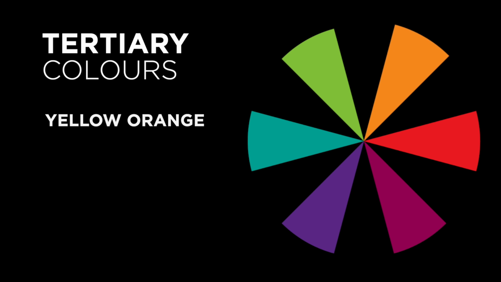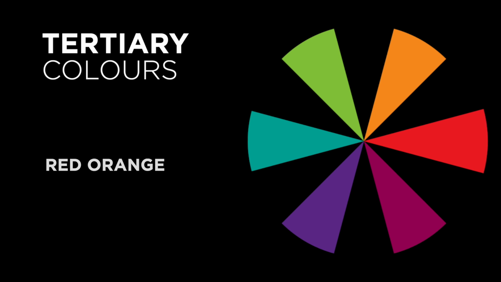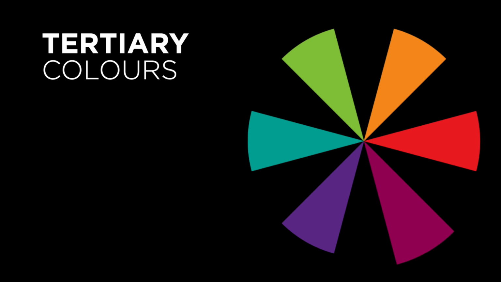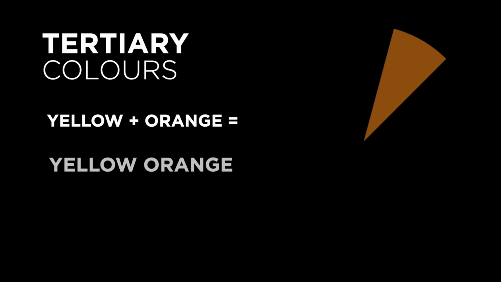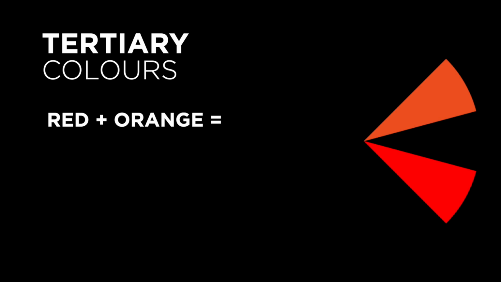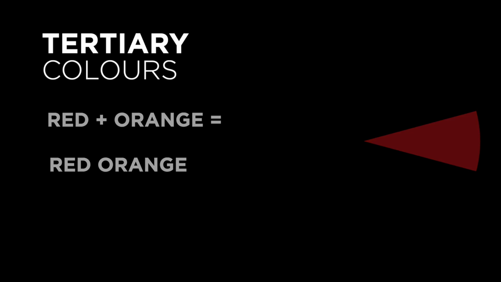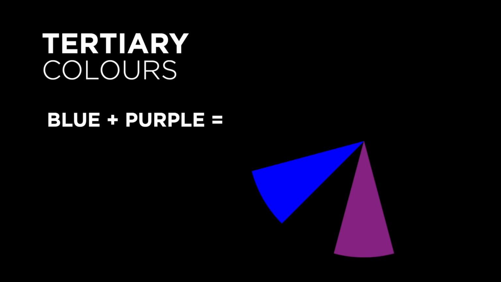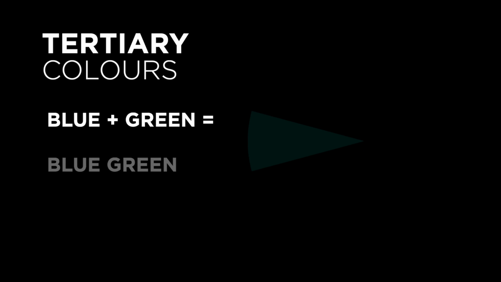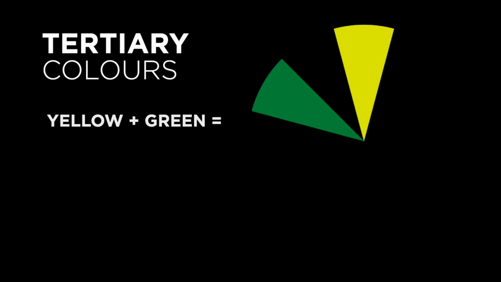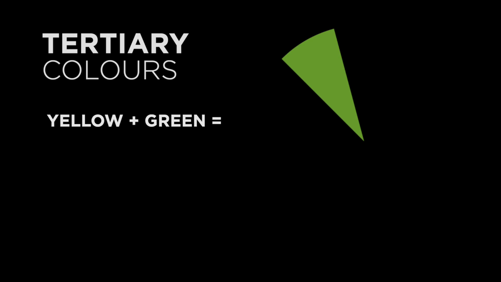Now the tertiary colours: yellow-orange, red-orange, red-purple, blue-purple, blue-green, yellow-green. These are created by mixing one primary and one secondary colour together. Yellow and orange make yellow-orange, red and orange make red-orange, red and purple make red-purple, blue and purple make blue-purple, blue and green make blue-green, yellow and green make yellow-green.